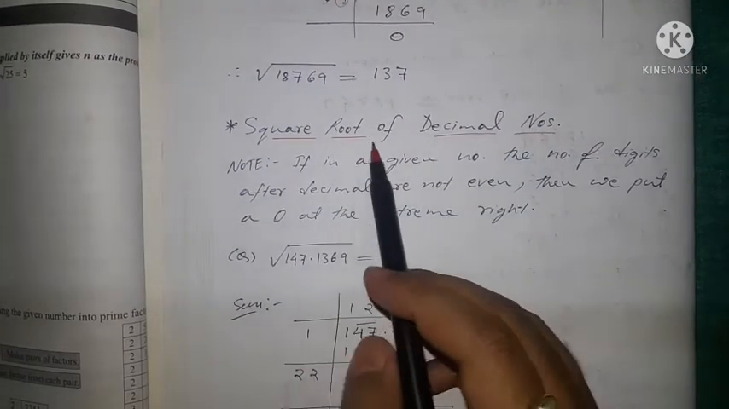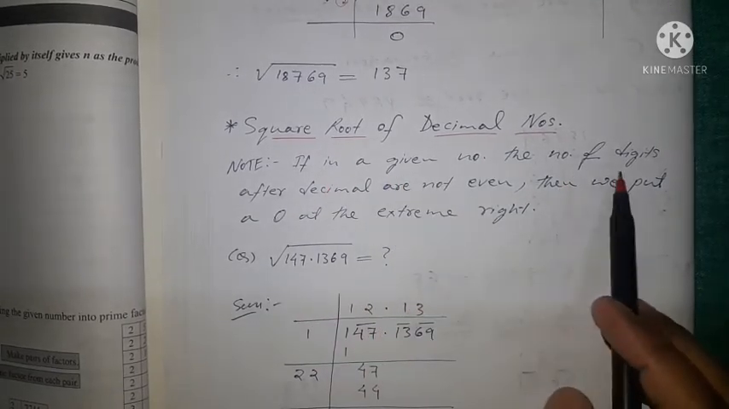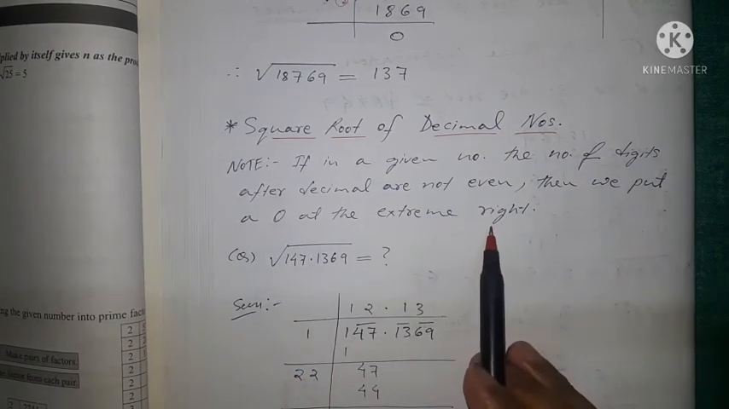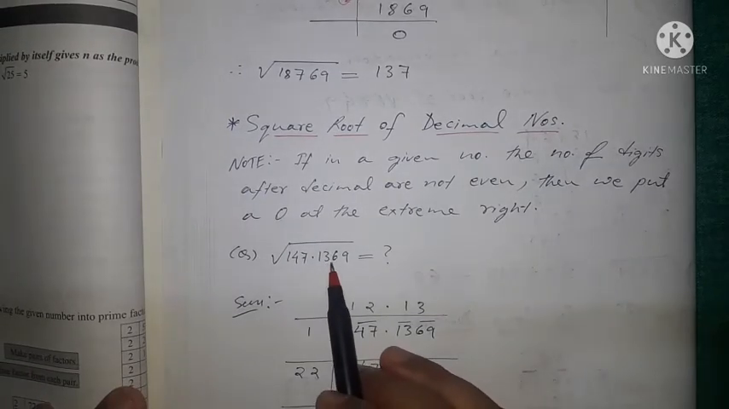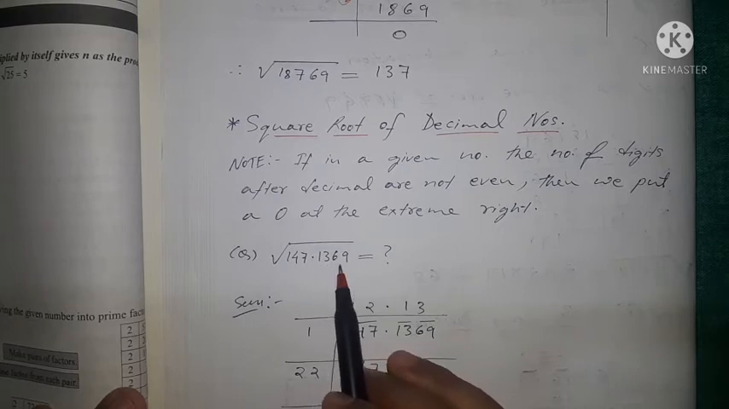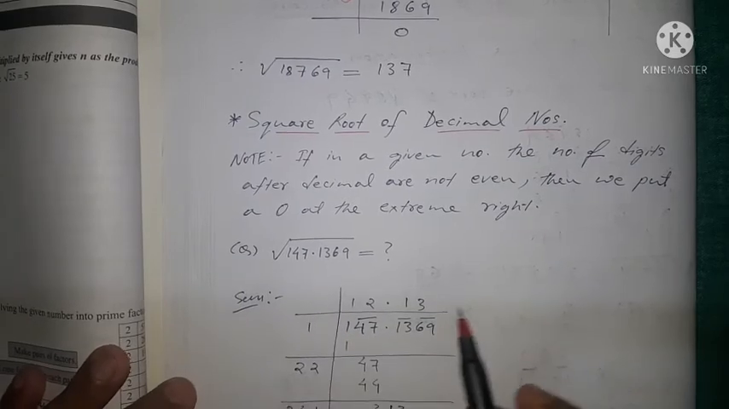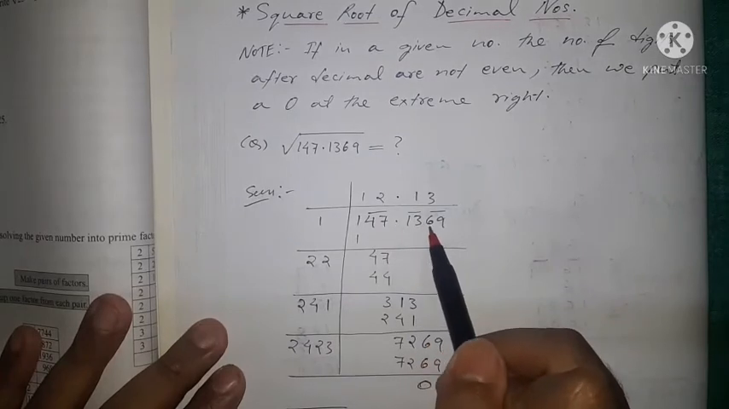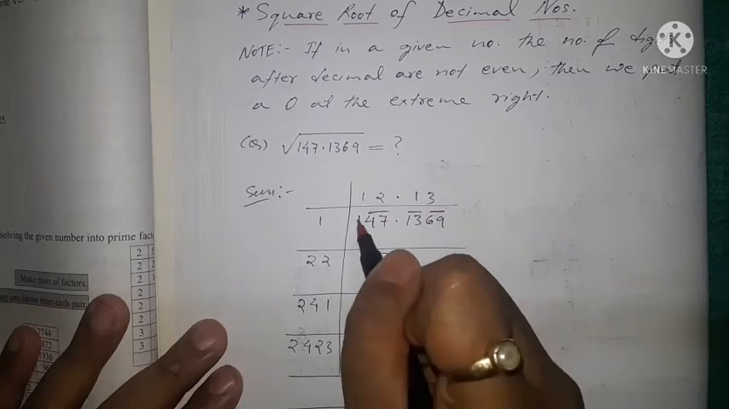Now to find the square root of a decimal number: if in a given number the number of digits after the decimal is not even, suppose it is odd, then we put a 0 at the extreme right end and make it even. Here in this question it is already even, so no need to worry. This is 147.1369. If we make it into pairs: 69, 13, 47, and 1 is left alone.